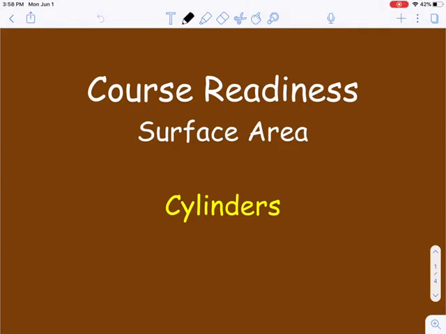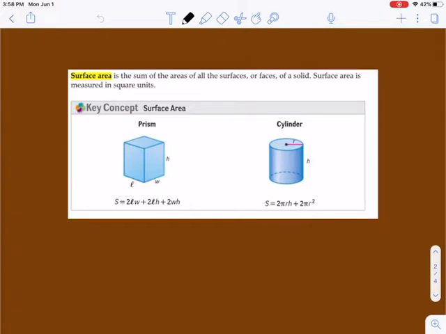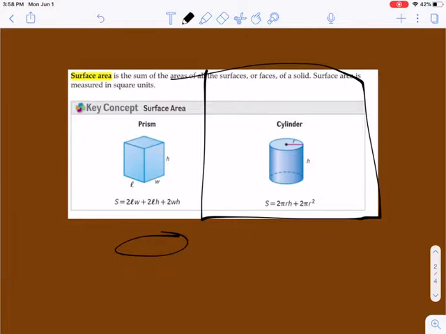Okay, last thing we're going to talk about is surface area of cylinders. On this one, we're going to take a look at this formula. I want to explain to you where this formula comes from, though. When you talk about the surface area of a cylinder, you've got to think about what you have. You have a top and a bottom, and the top and the bottom are circles.